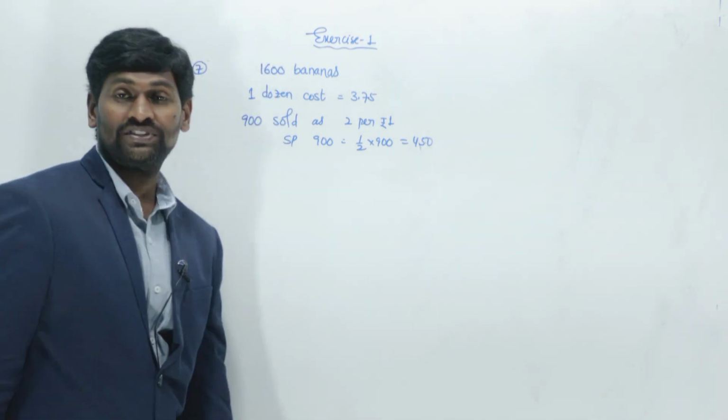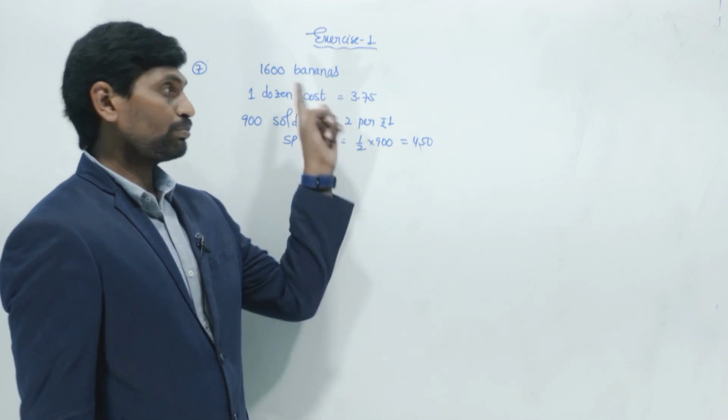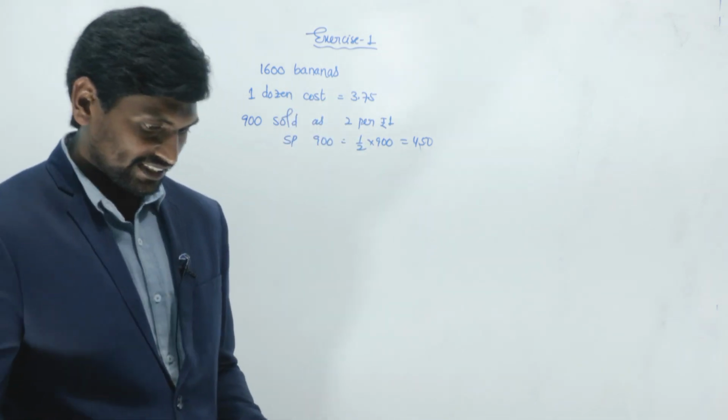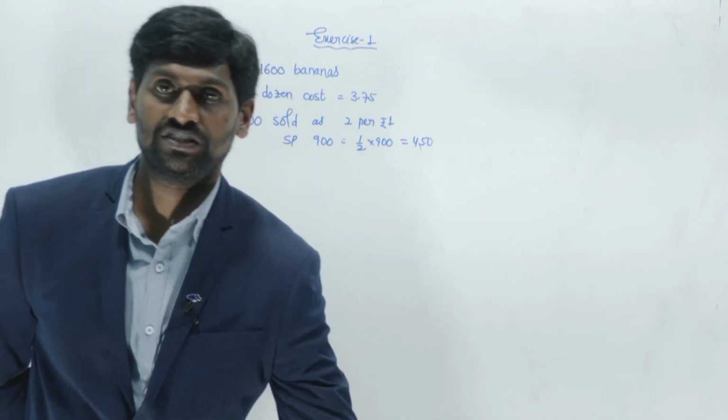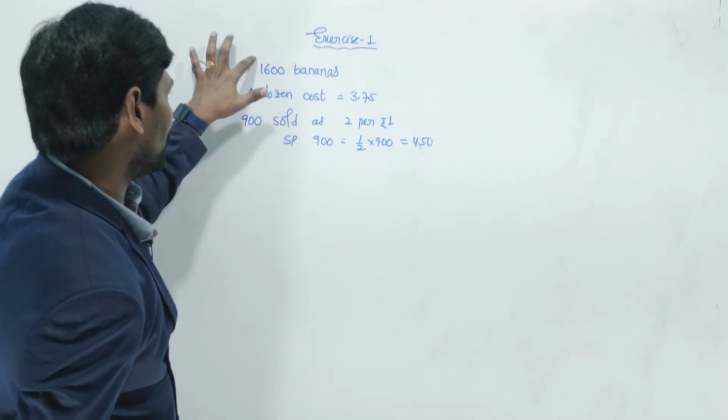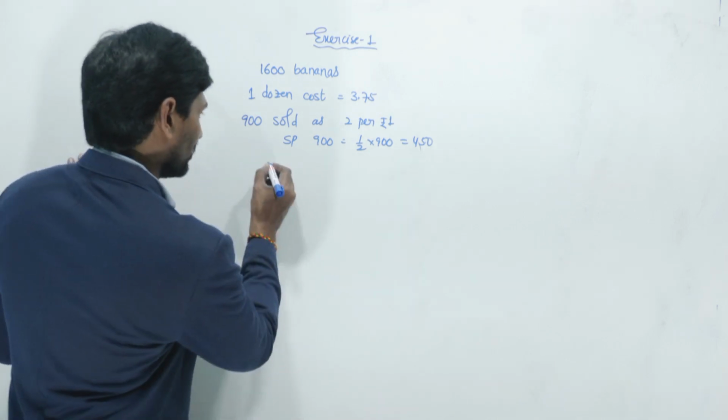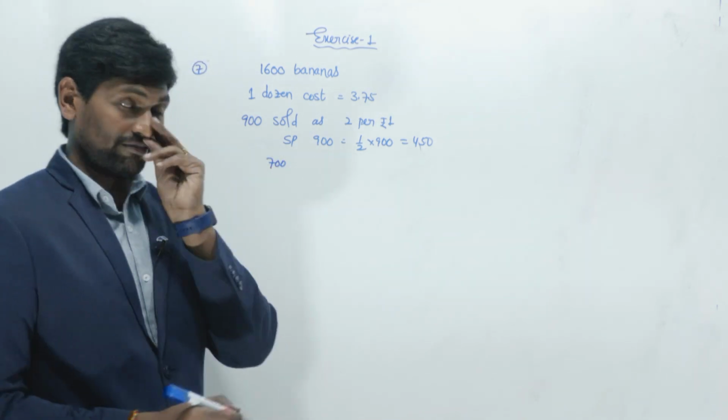Okay. Out of 1600, 450 rupees is sold. And next, the remaining 5 for 2 rupees. Remaining how many are there? 1600 minus 900 is 700 are there. So remaining 700 are given.